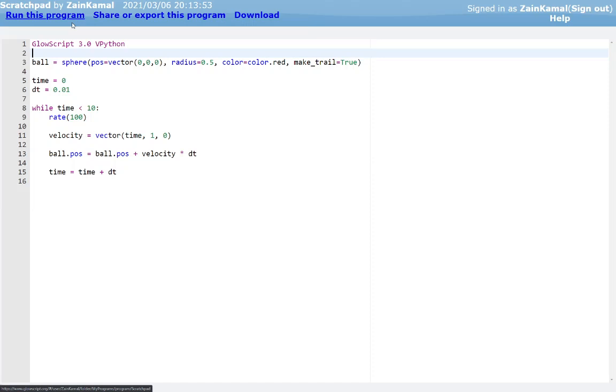Now, if we edit this program and change the velocity vector, we swap the x and y components of the velocity. So instead of 1 times time, it's going to be time times 1. Actually, pause for a second and predict what you think is going to happen. We just changed the x and y components of the velocity. We saw that before it kind of went on a sideways arc. What do you think is going to happen now?